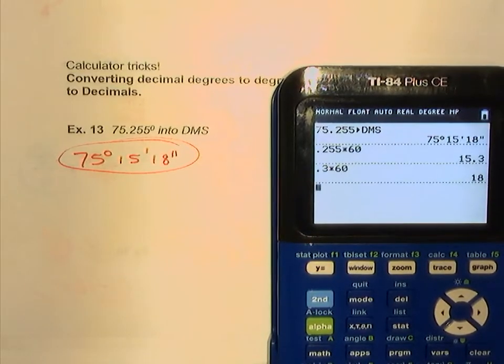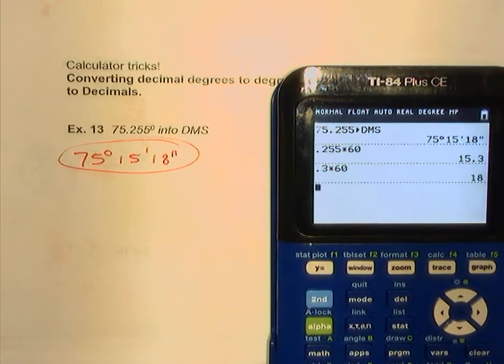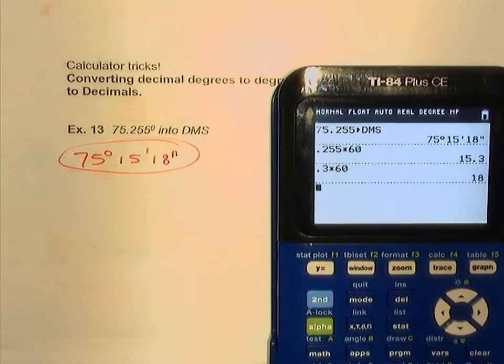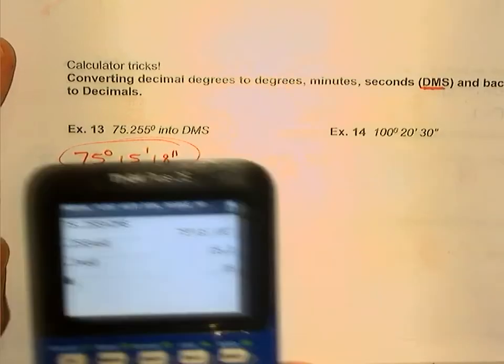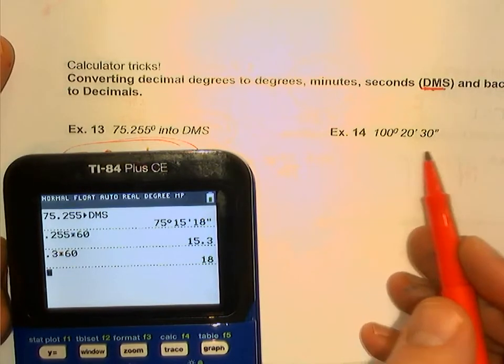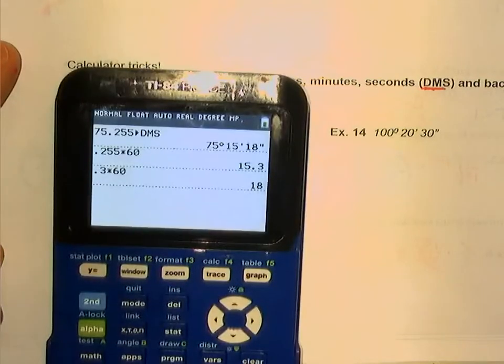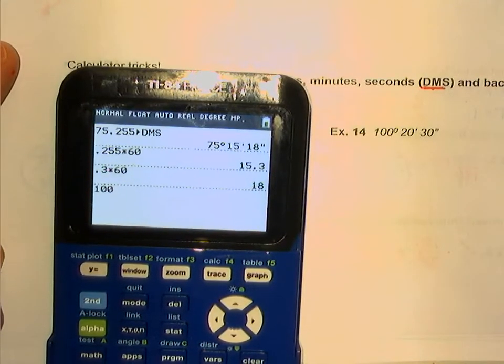Now, you do not have to do that yourself. The calculator does it for you. So again, type in the decimal, find your angle menu, DMS it: degrees, minutes, and seconds. Okay? Well, you also have to be able to go backwards. So this is in degrees, minutes, and seconds. Now we want the decimal of that. So here we go. How do you do that? Well, I'm going to type it in like I see it. So I got 100. I need the degree symbol.